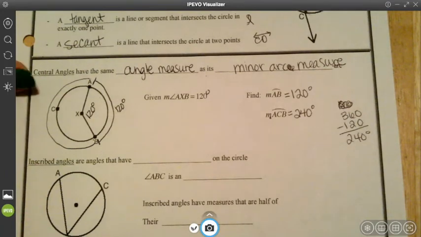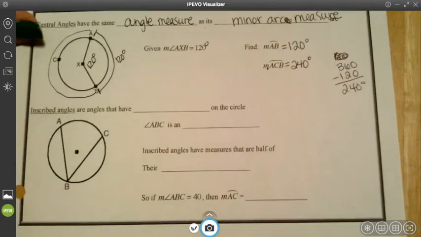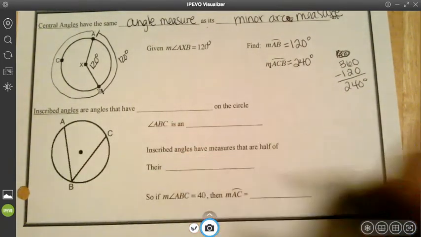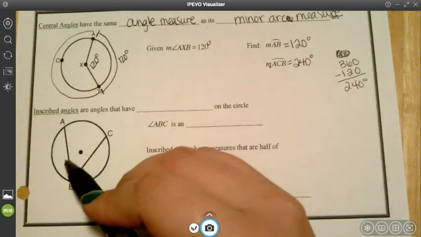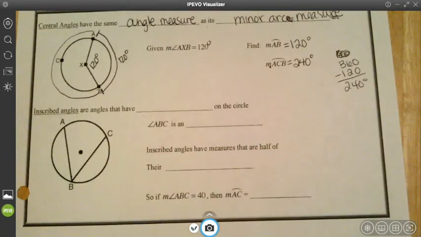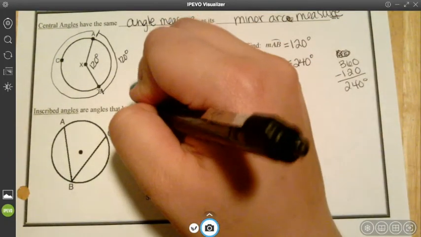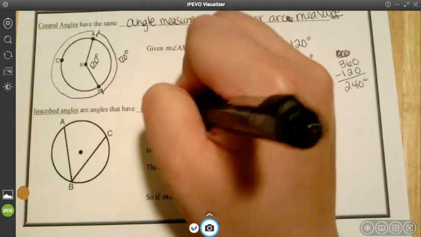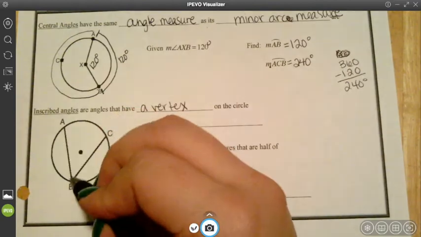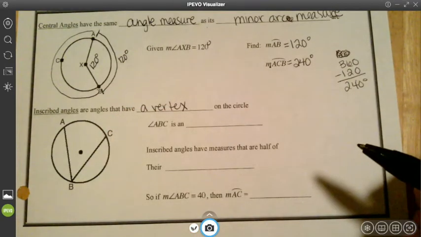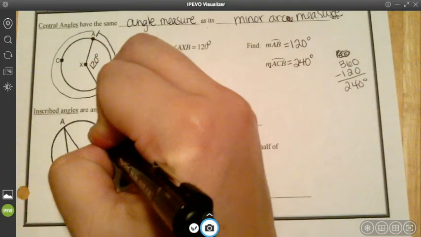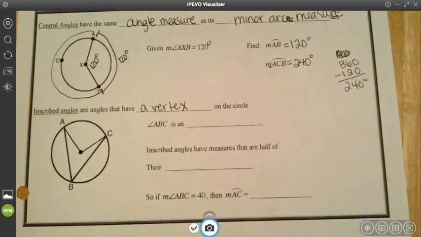Let's look at another type of angle here. So a new type of angle is called an inscribed angle. Inscribed means written inside of. So when we inscribe an angle, it means that the angle touches the outside of the circle. So it has a vertex on the circle. The measurement of angle ABC is not the same as the measurement of the angle that would go through the center. Notice that those two angles are not congruent.